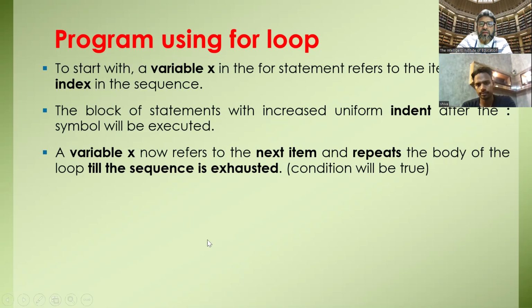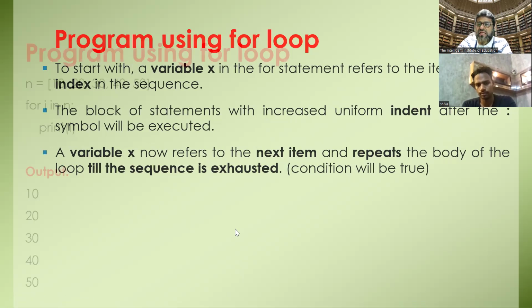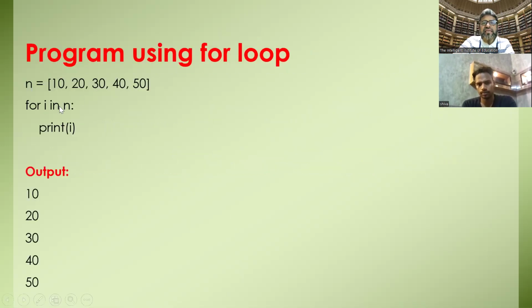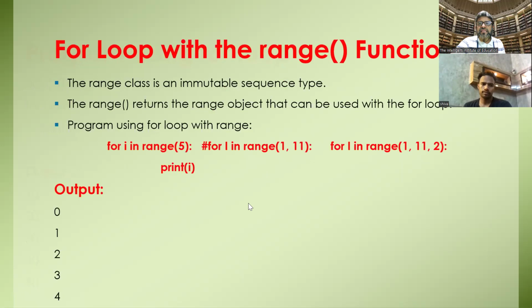Now, in the simple program I have given here, n is equal to some numbers in the form of a list. I am going to use for i in n, where i is a variable and in is called the membership operator, and n is the name of the list given here. Now I am going to print i. So it prints whatever numbers we have initialized here. Is this clear? So 10, 20, 30, 40, 50. I will focus on this in the practical.